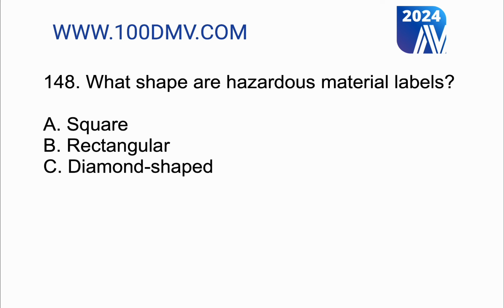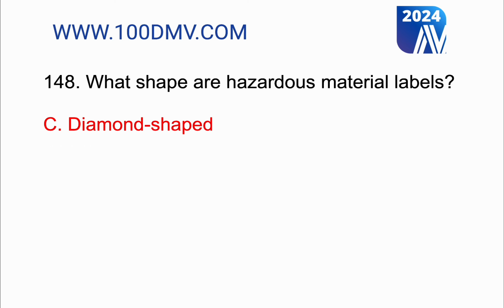148. What shape are hazardous material labels? A, square, B, rectangular, C, diamond-shaped. The correct answer is C, diamond-shaped.